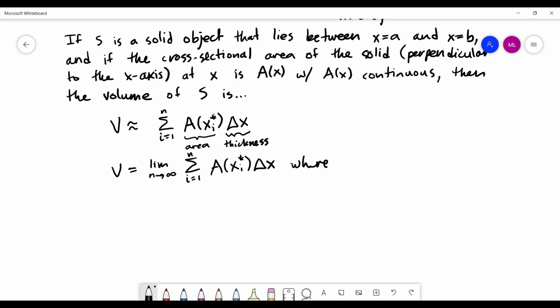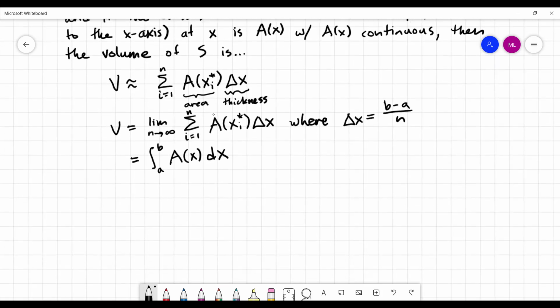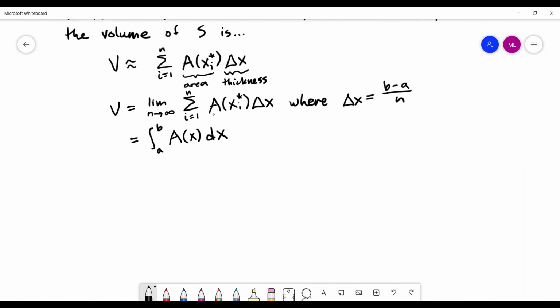So this is what it becomes when we take the limit, where we just need to remember that delta x is going to get smaller as n gets larger, so it's going to be (b minus a) over n again. And this is our limit definition of an integral. So the integral from a to b of, in this case, A of x dx. And this is how we can find volumes.